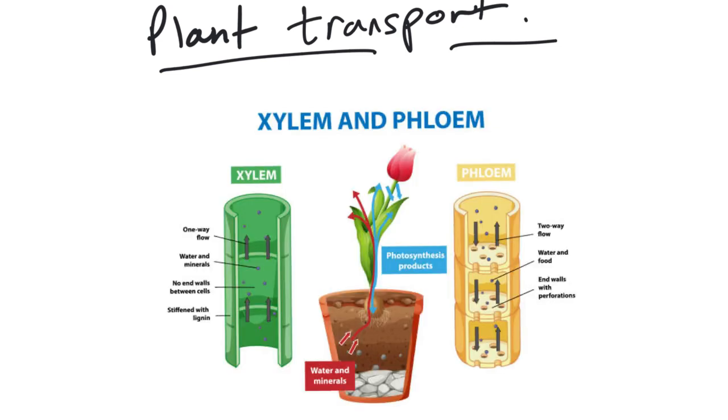So the xylem vessel takes water from the roots to the leaves, and minerals as well that are dissolved into the water from the soil. And the movement of this water and minerals through the plant is called transpiration. We'll look at that in a little bit more detail soon.